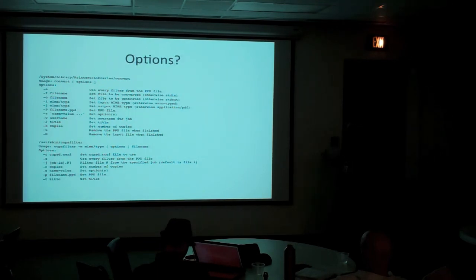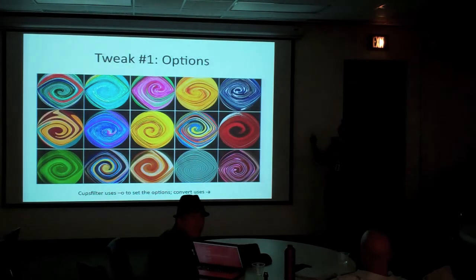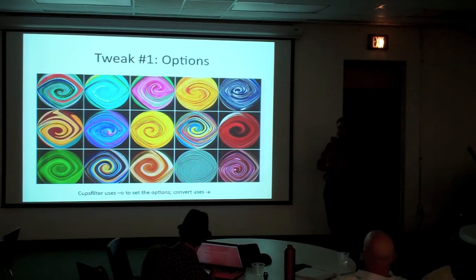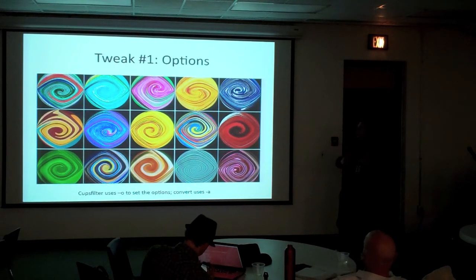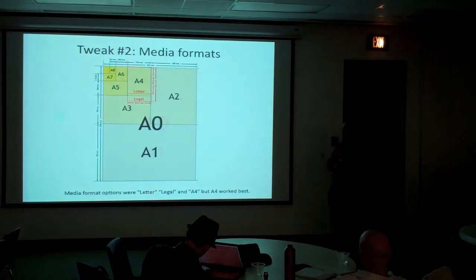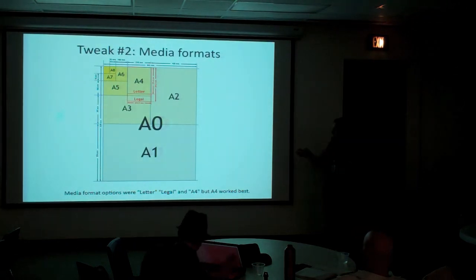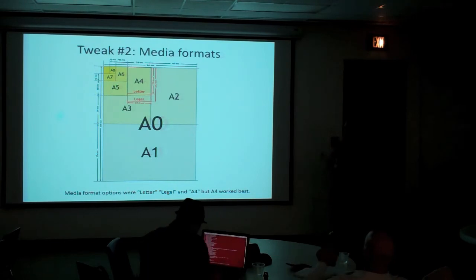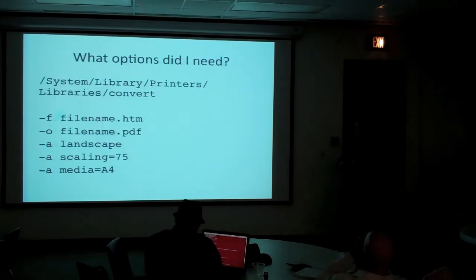And I actually needed to do that specifically. There was an option for options. So that was my first tweak. And I found that in the Cupsfilter, it uses -o, but the Convert uses -a. And using that, I was able to map the settings for the Convert command that I was using to do this script. There was one other tweak we had to make, which was the media formats. Played around with it, and I figured out that there's letter, legal, and A4. But A4 worked best for what we were doing to create HTML to PDF reports that would display properly in the format they looked like originally.